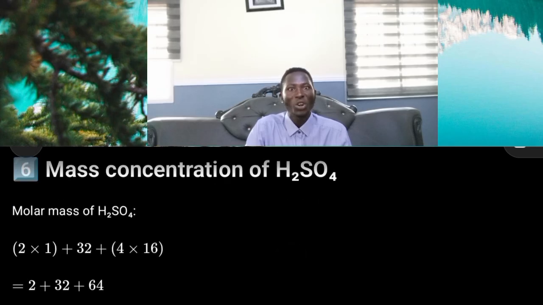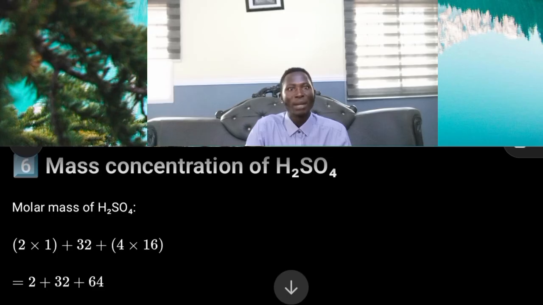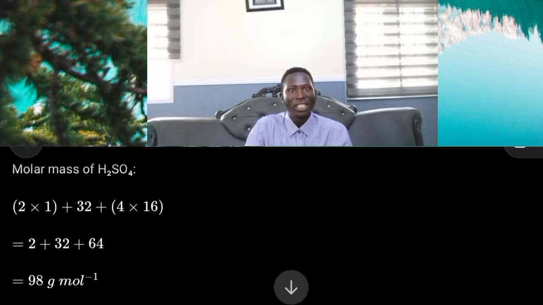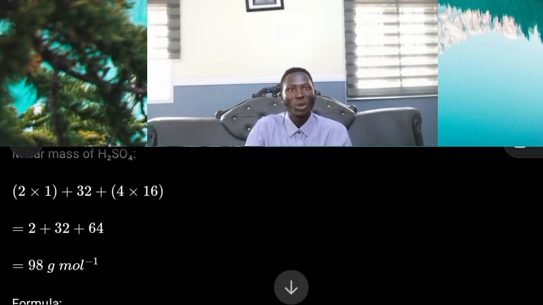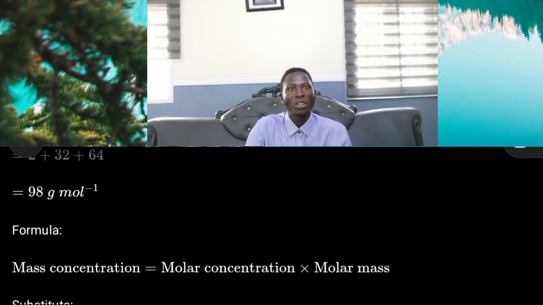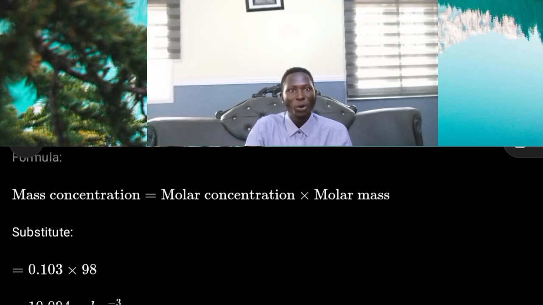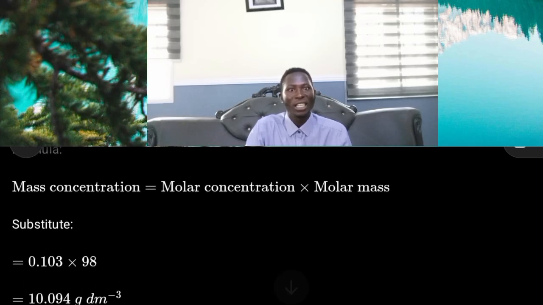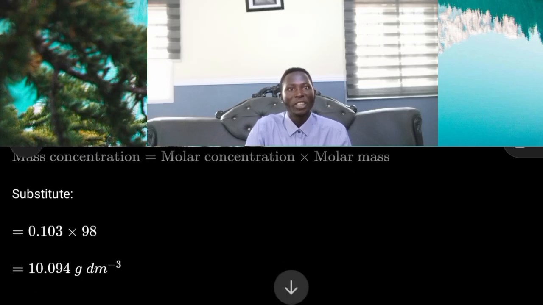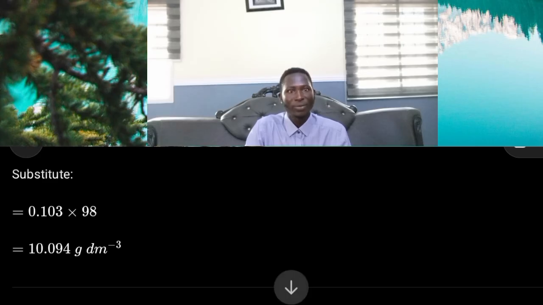Then question 6, we are to calculate the mass concentration of sulfuric acid. The molar mass of sulfuric acid is 2 times 1, where 2 is from the 2 hydrogen atoms and the mass of hydrogen is 1, plus 32, which is from sulfur, plus 4 times 16, where 4 is the number of oxygen atoms and 16 is the mass of oxygen. When we multiply and add everything, the molar mass is 98 gram per mole. The formula we use here is mass concentration is equal to molar concentration times molar mass. We already have the molar concentration of acid, which is 0.103, times the molar mass, 98. Once we do that, we have 10.094 gram per dm³.